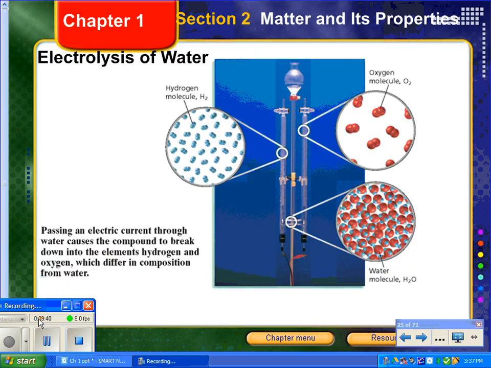Going back to this slide, electrolysis of water. When you boil water and it becomes steam, it is still H2O. When you electrocute water, so when you send an electrical current through water, it is separating into hydrogen and oxygen molecules. Boiling is just a change of state. It is a physical change. Electrolysis, or electrocuting water, is a chemical change. We are now creating hydrogen gas and oxygen gas. It's important to remember that.